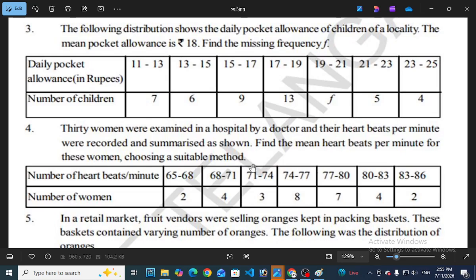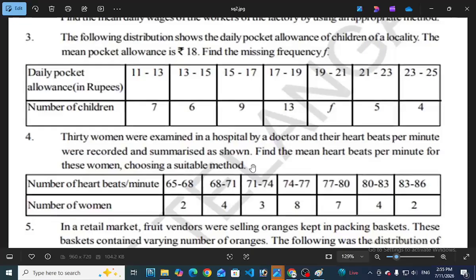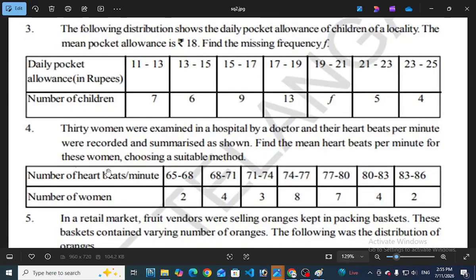Choosing a suitable method. Their heartbeats and number of women are given here in the form of a table. Number of heartbeats per minute, number of women.